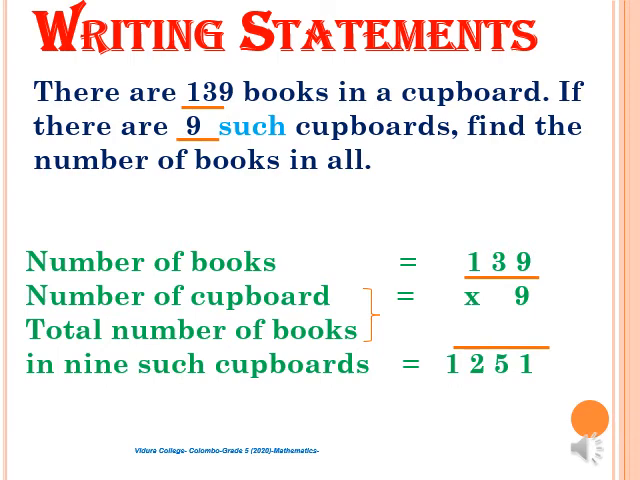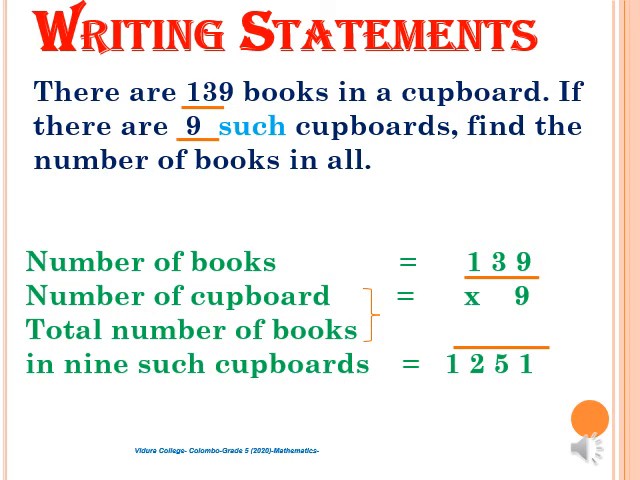There are 139 books in a cupboard. If there are 9 such cupboards, find the number of books in all. So, this is about books and cupboards. In one cupboard, we have 139 books and we have 9 such cupboards. So, "such" is the very important word here, which shows you that the sum is to multiply.